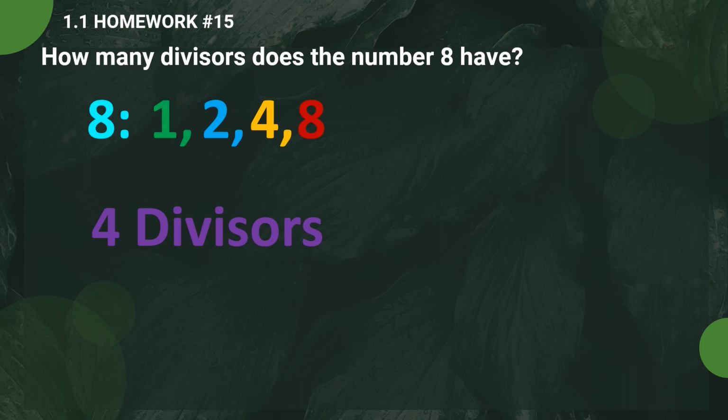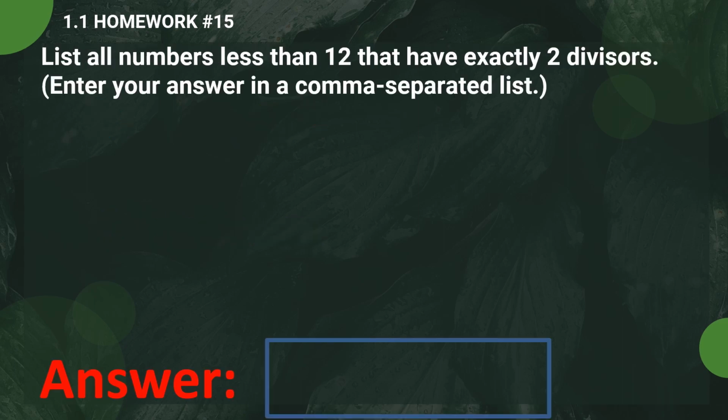There's 4 divisors. Okay. Now, then you have a question that says, list all the numbers less than 12 that have exactly 2 divisors. And this is how it's listed in your homework. Enter your answer in a comma-separated list. Now, this is something that the WebAssign software is very, very picky about, how you enter your answers. And I'll share more on that in a second.